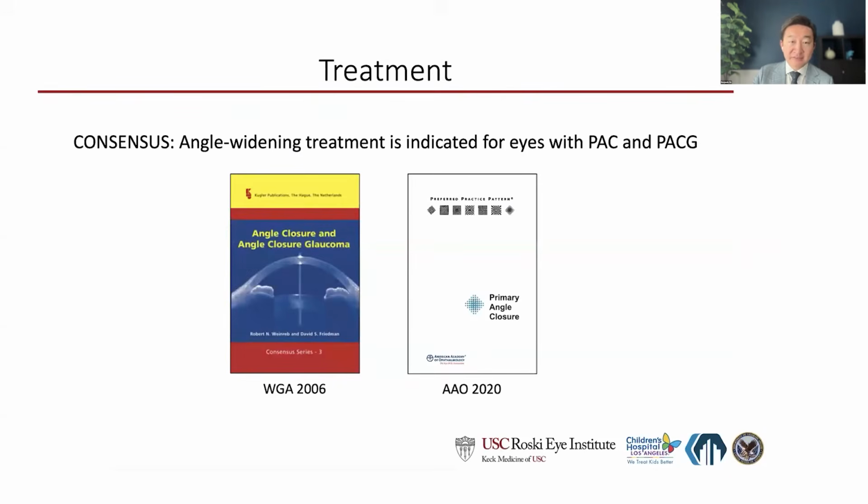So given that he now has elevated intraocular pressure, he fits the definition of primary angle closure. And the consensus here by both the World Glaucoma Association and the American Academy of Ophthalmology is that some form of angle widening treatment is indicated at this point.